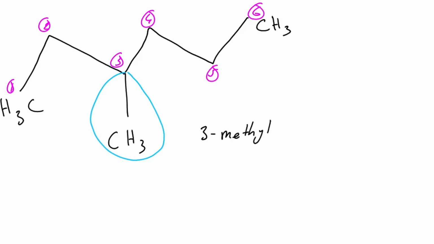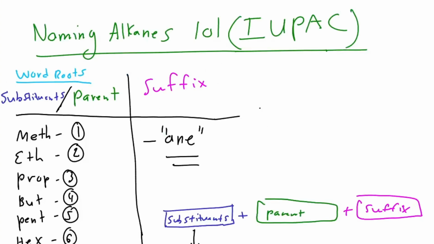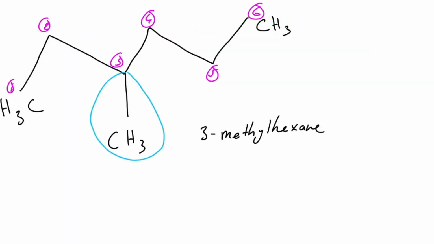3-methyl. And what does it look like over here? It's 1, 2, 3, 4, 5, 6. That's my parent, 6. So it'd be 3-methyl hexane. Right? And why would it be hexane? Look, it's hex. Hex is 6 carbons, and you have to add an ane as a suffix. So this is basically what it is, 3-methyl hexane.